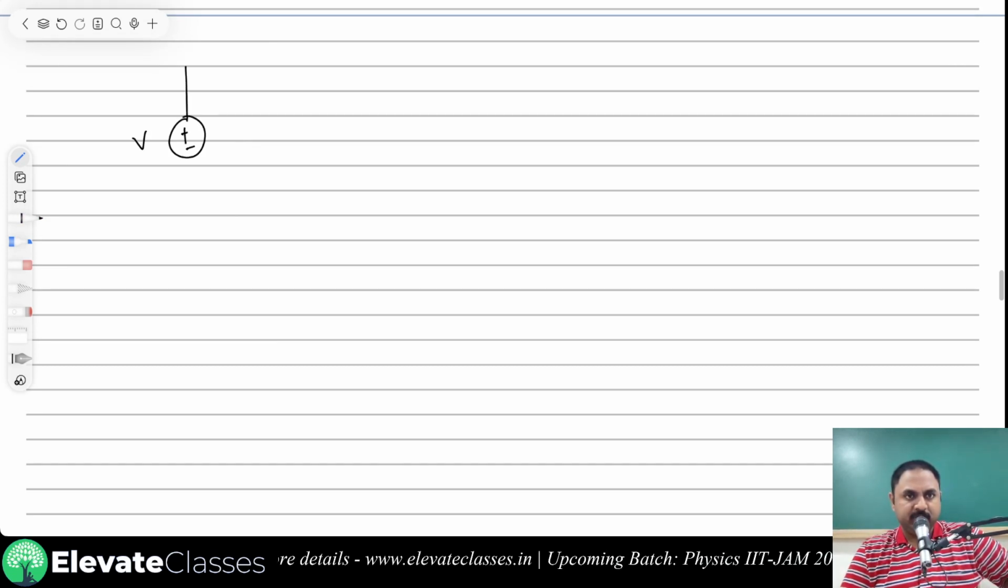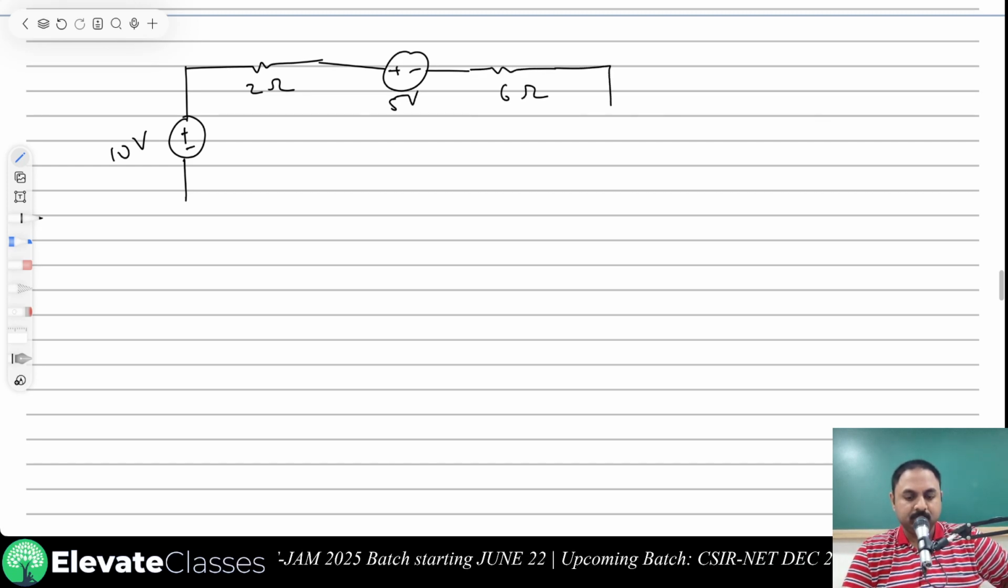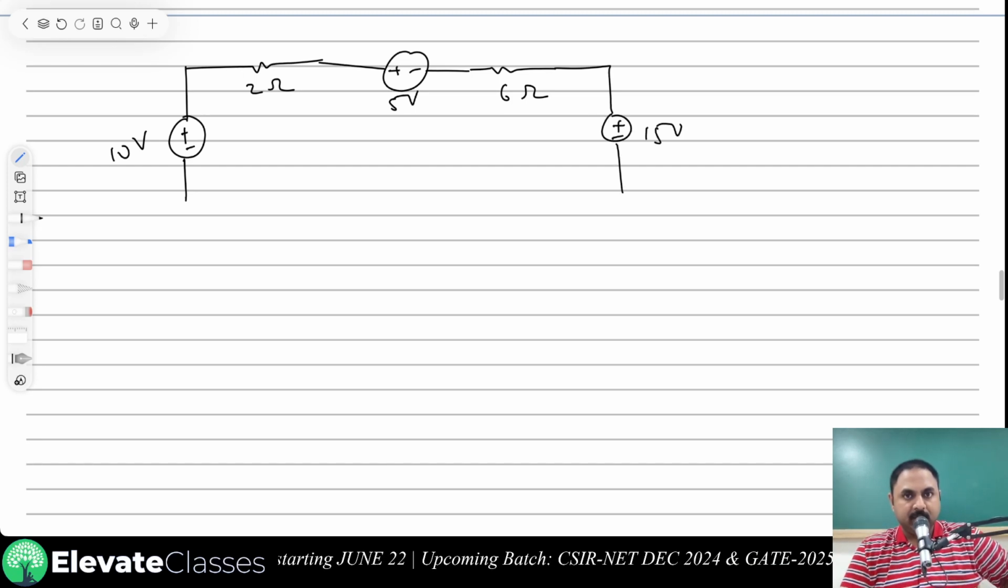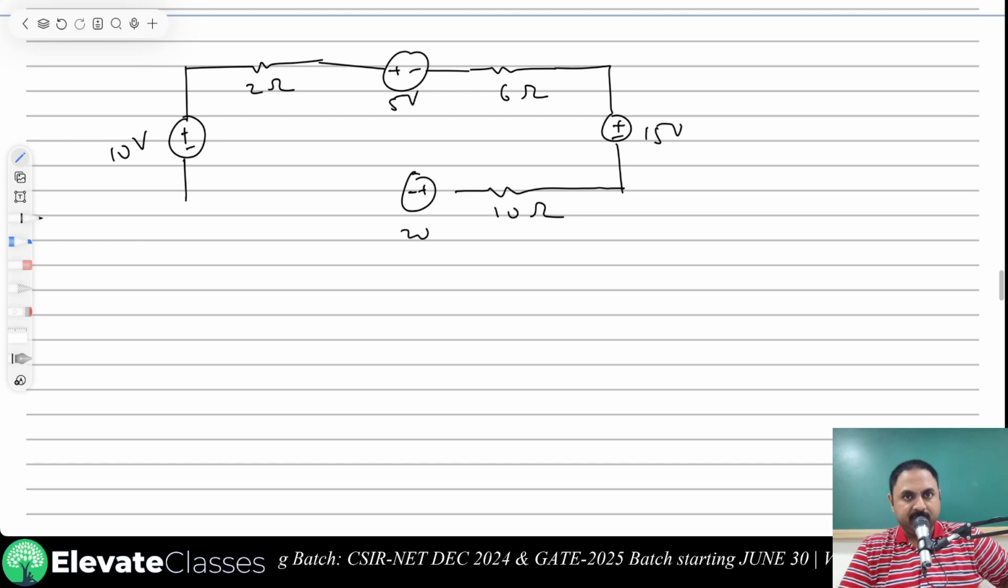So you have a constant voltage source of 10 volts. This is given. Then you have a resistance of 2 ohms. You have another constant voltage source of 5 volts. Another resistance of 6 ohms. Another constant voltage source of 15 volts. Another resistance of 10 ohms. Another voltage source of 20 volts. Another resistance of 5 ohms.